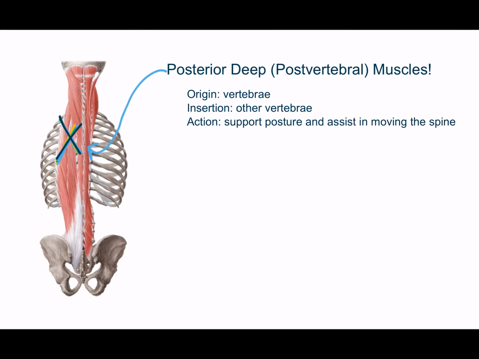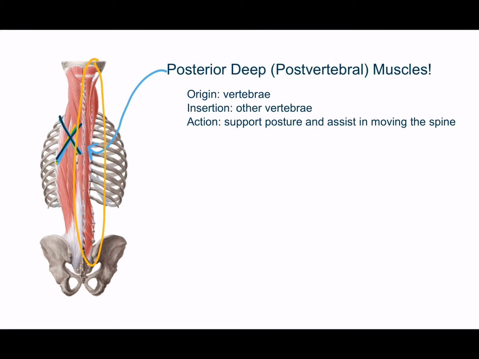So the posterior deep postvertebral muscles are these on this side, the smaller ones. The other ones we're going to talk about in a second. Disregard those bigger ones. We'll come back to them. So these are going to be the deepest postvertebral muscles. They're going to be the ones that are right up in there.